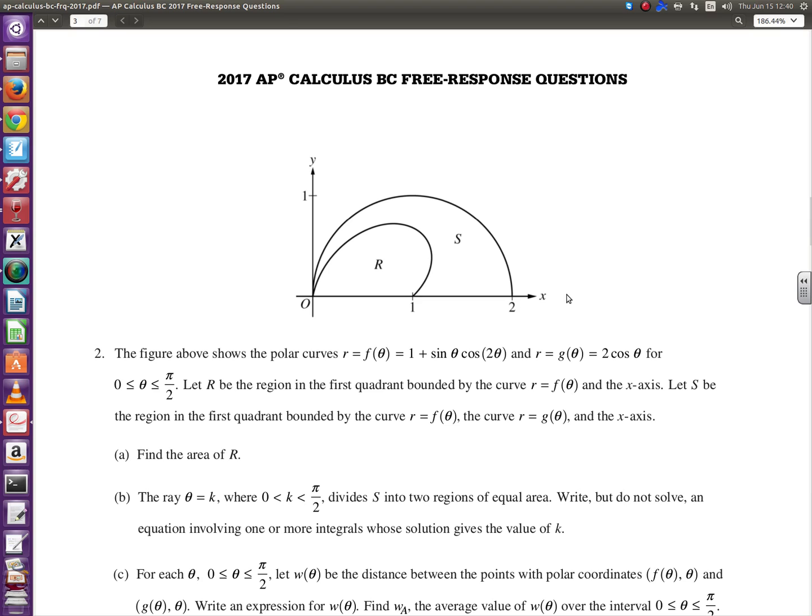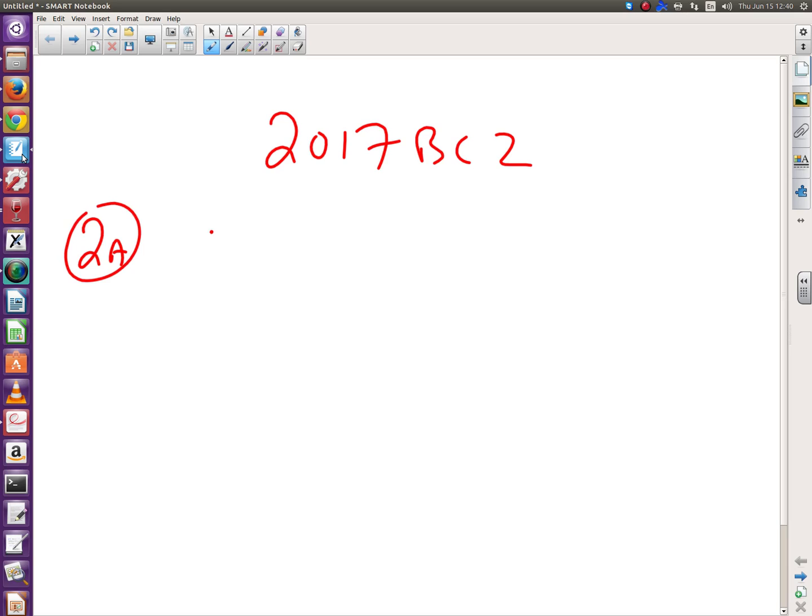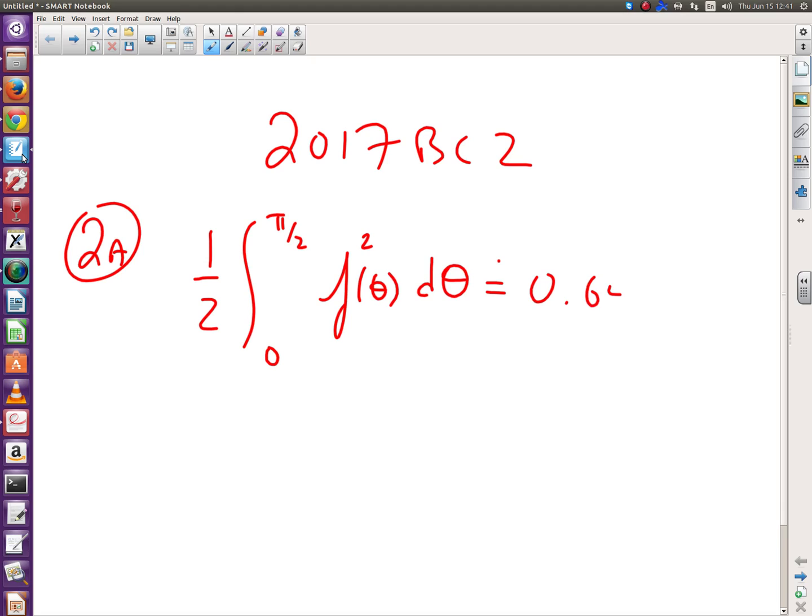Okay, so let's see how we're going to set that up. On the exam, all you have to do is write what you're going to do in the calculator, but you don't have to write any calculator reads. Just write the math. 2017 BC2, question 2a. We need 1/2 the integral from theta 1 to theta 2, in radians of course, of f of theta squared d theta, whatever f of theta is. It's 1 plus sine theta cosine 2 theta, but we don't have to worry about that until we plug it into the calculator. Last time I did this, I got 0.648.